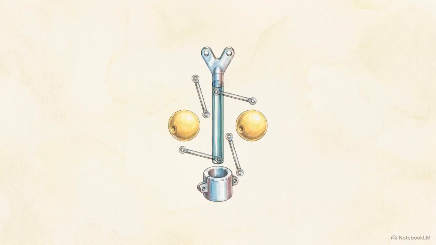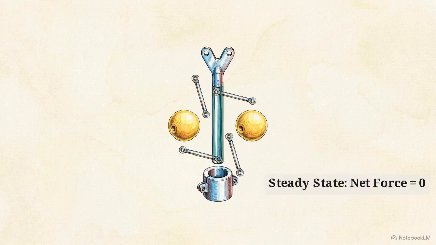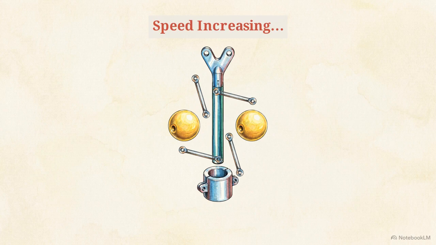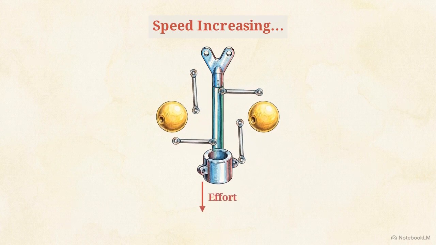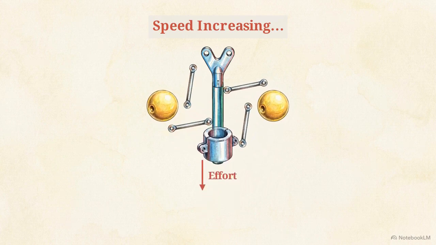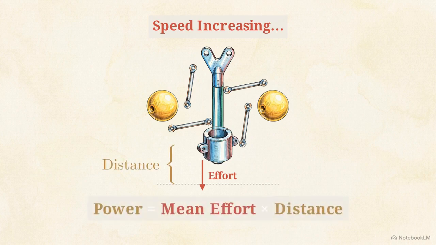At steady speed, zero net force acts on the sleeve. Force appears when speed changes. This effort is the mean force exerted encountering resistance while sliding. Moving the sleeve performs work, called power, calculated by multiplying mean effort by vertical distance traveled.